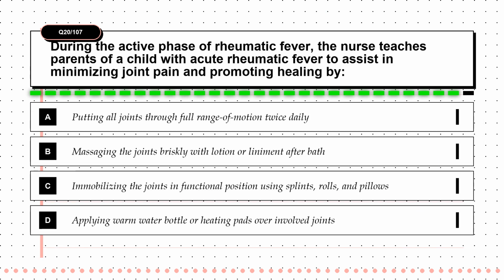Question 20. During the active phase of rheumatic fever, the nurse teaches parents of a child with acute rheumatic fever to assist in minimizing joint pain and promoting healing by. Here are the options. Option A. Putting all joints through full range of motion twice daily. Option B. Massaging the joints briskly with lotion or liniment after bath. Option C. Immobilizing the joints in functional position using splints, rolls, and pillows. Option D. Applying warm water bottle or heating pads over involved joints.